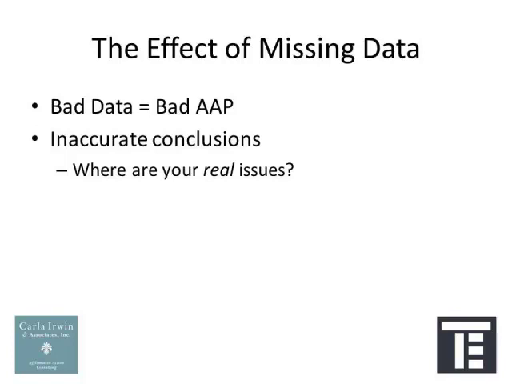We've talked about this a lot before. It can make it look as though you have issues that don't really exist. It can mask issues that really are there and need to be addressed. So bad data leads to a bad AAP. It's going to give you inaccurate conclusions, and you're not going to know where your real issues are. You're not going to be able to focus your efforts on the things that really need to be addressed and improved.